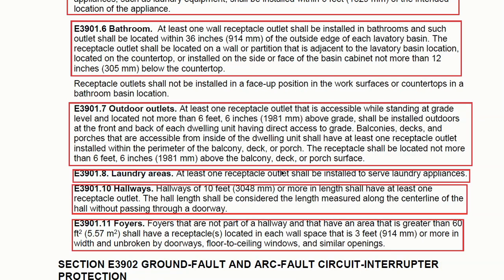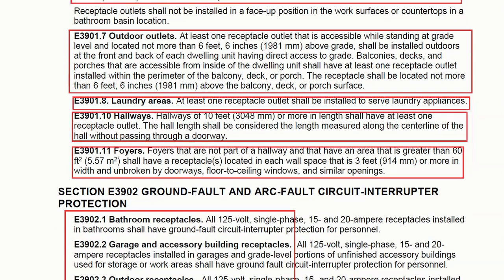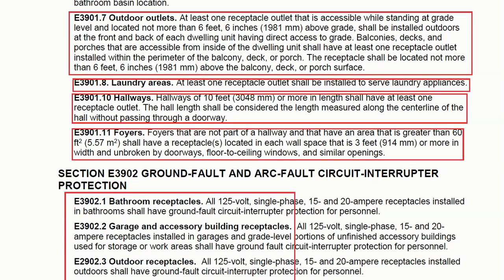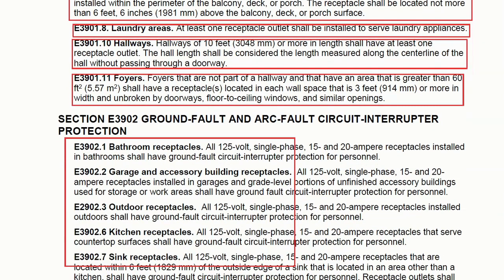Laundry areas, you need at least one outlet that can serve your laundry appliances. Again, we've specified 2 outlets that you need to have in your laundry room, a 110 or a 120 for your washing machine and a 240 for the dryer. Hallways, if you have a hall that's more than 10 feet long, then you need to put an outlet in that hallway, okay? I don't think anyone has a hall that's 10 feet long. Most of you are working with rooms in very short hallways. Foyers, if it's larger than 60 square feet, you need to have a receptacle in that as well.